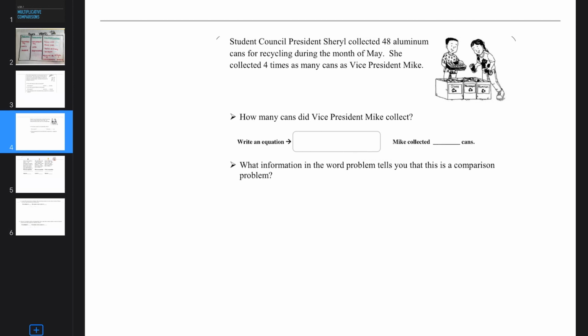Student Council President Cheryl collected 48 aluminum cans for recycling during the month of May. She collected 4 times as many, there goes a buzzword, 4 times as many cans as Vice President Mike. So, I know that she collected 4 times as many cans as Mike, and altogether she had 48 cans. So I know that whatever my equation is to tell me how many cans Mike collected, I'm multiplying it by 4. So if Cheryl collected 48 cans, 48 equals 4 times blank.